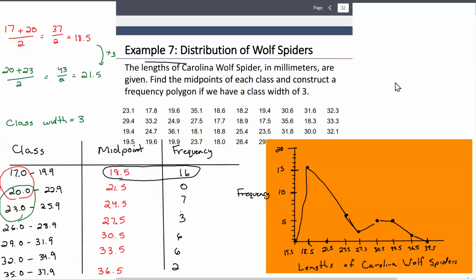Okay, so that is one way we frequently do those polygons: we like them to touch the x-axis. Or sometimes, the way your book does it, it doesn't really care, and it just leaves it suspended.